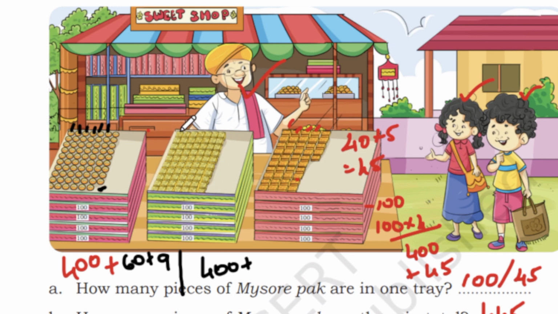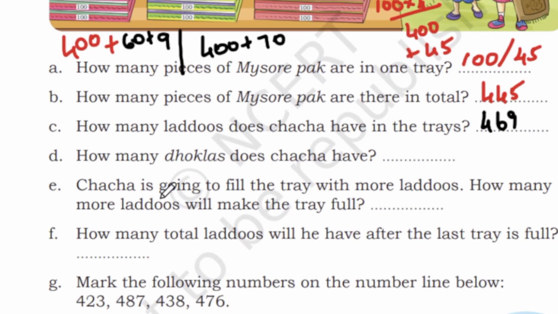So we count 1, 2, 3, 4, 5, 6, 7. So we have 7 rows in total. So 7 into 10 is 70. So 400 plus 70 is 470. So 470 is the answer.